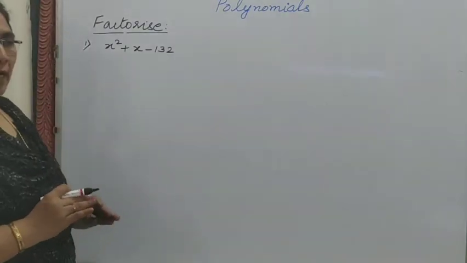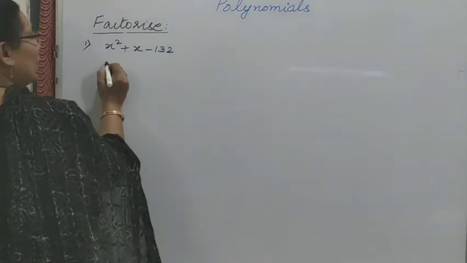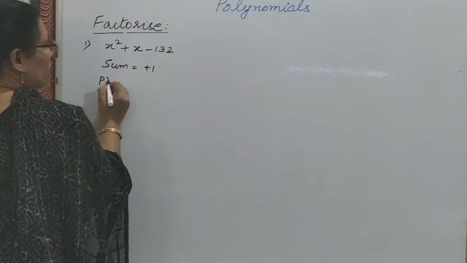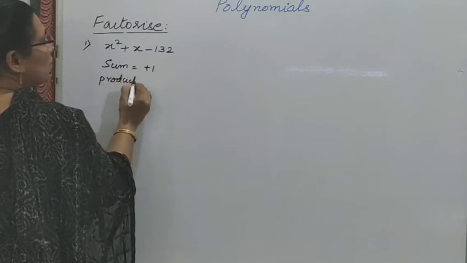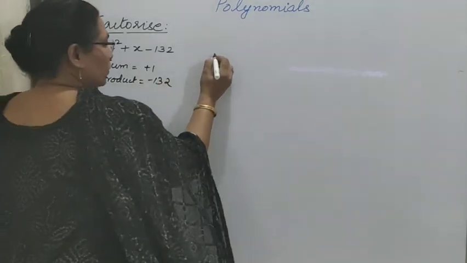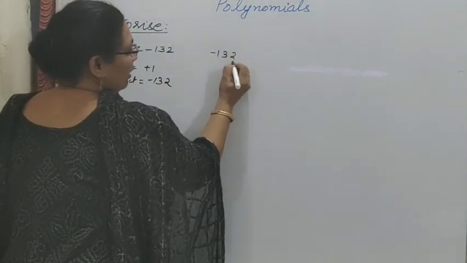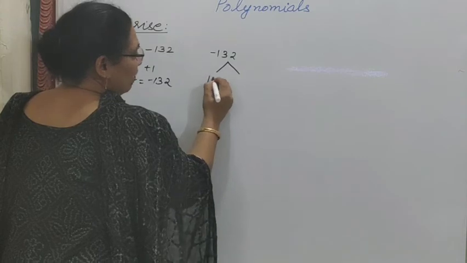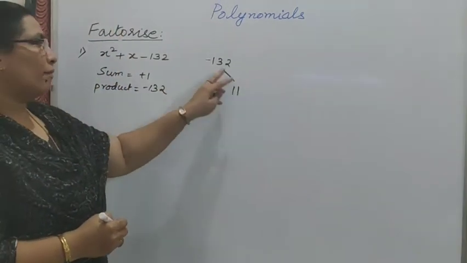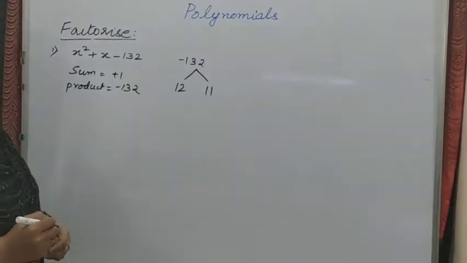I think you got enough practice now, so we can write it directly. The sum is equal to plus 1. Product is equal to minus 132. Identify the factors of 132. Since it is minus, I am writing minus here, in such a way that their sum is equal to plus 1. So 12 and 11, if you multiply, you are going to get 132.